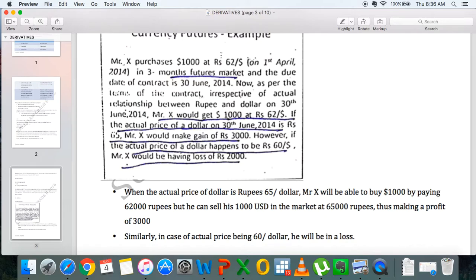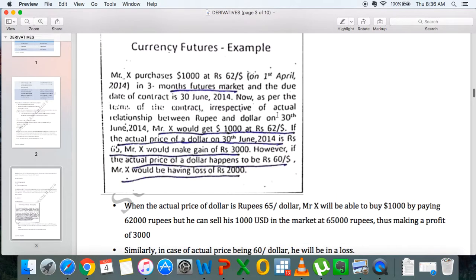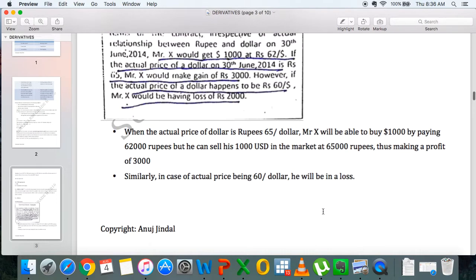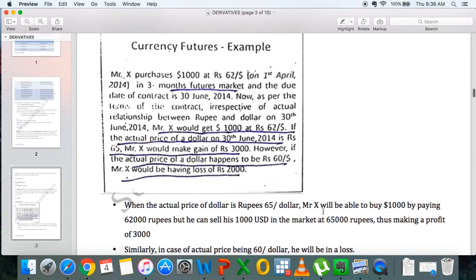So derivatives are majorly done to hedge risk, but because there is a possibility of making a profit or loss, a lot of speculation also starts happening in the market because of this difference in the price. So these are the two major uses of derivatives: speculation as well as hedging of risk. Next we'll come to options.